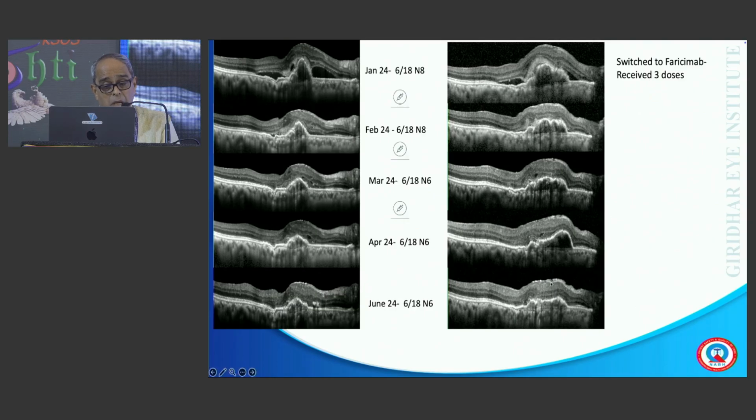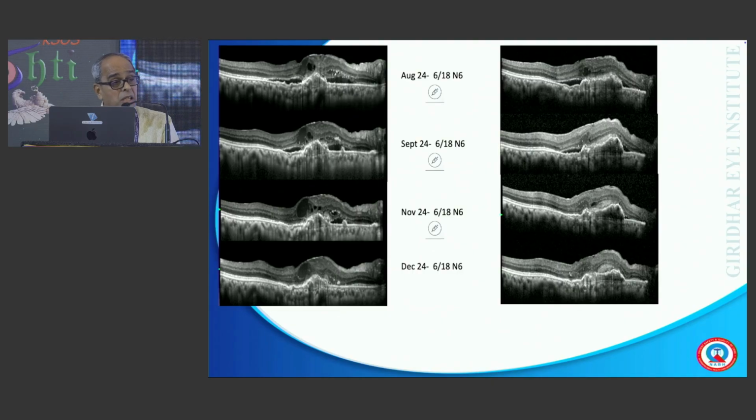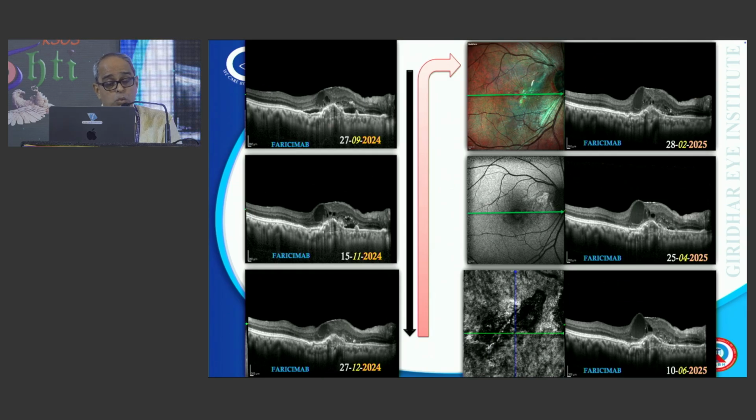After 3 doses of faricimab, there was reasonably good response. And if you see the ICGA, there is good response again. The polyp closure is there. But unfortunately, the patient came back with a recurrence within 6 weeks after the last injection, and this time the recurrence was even worse. And subsequently, he has been on monthly doses of faricimab. Therefore, this is a patient who has shown poor response to anti-VEGF injections.